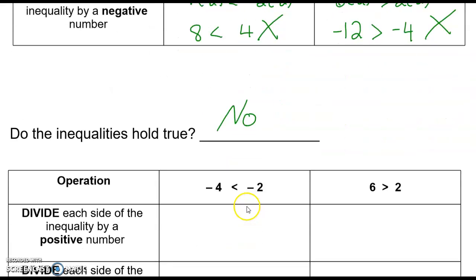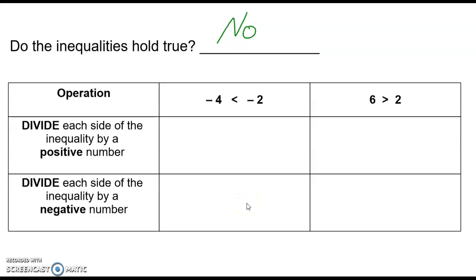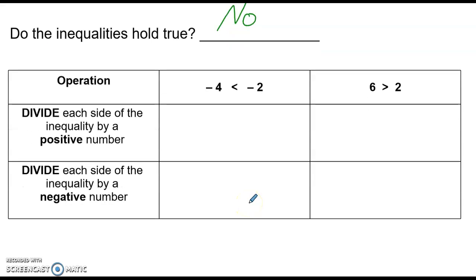Let's look at part D. What happens when we divide each side by a positive and a negative number? So let's divide -4 by 2 and -2 by 2. See what happens. -4 divided by 2 is -2, and -2 divided by 2 is -1. -2 is less than -1. That one is okay.